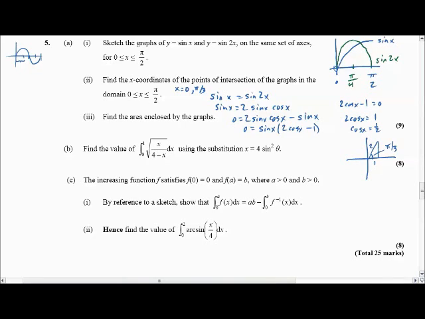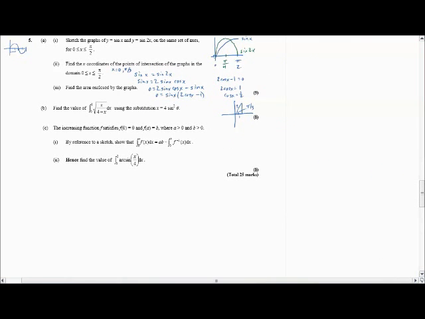So now I need to find the area enclosed by the graphs. Now that I know I'm looking for the area enclosed by the graphs, we're going to zoom out just a little bit. To get the area enclosed by the graph, I'm simply doing the integral from 0 to pi over 3, because those were the intersections. And then which one is on top? Well, the sine of 2x is on top. So we're going to do the integral of sine of 2x minus the sine of x dx.